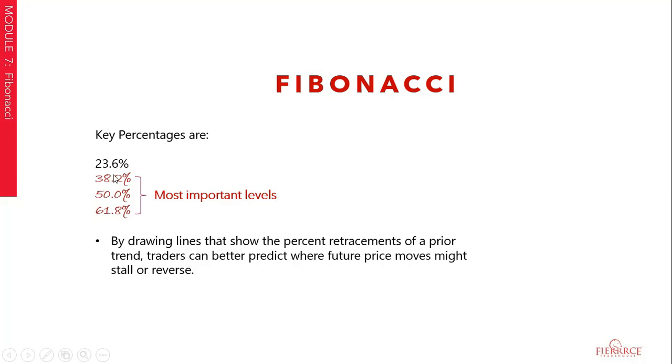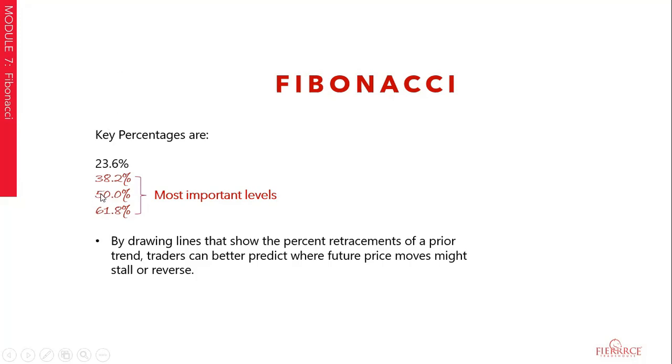So you'll see the ratios on the Fibonacci tool. When you change them to percentages, these are the levels. And the most important ones are the ones highlighted in red. But you'll see so many other ratios on there. Just look at this one.